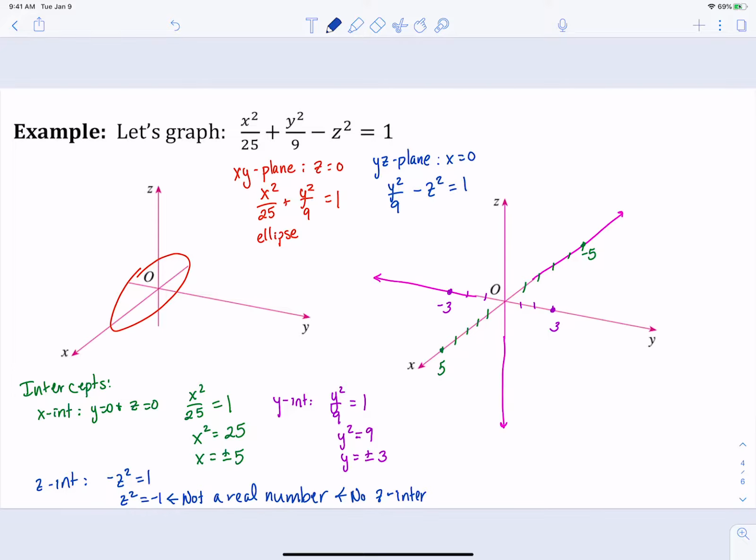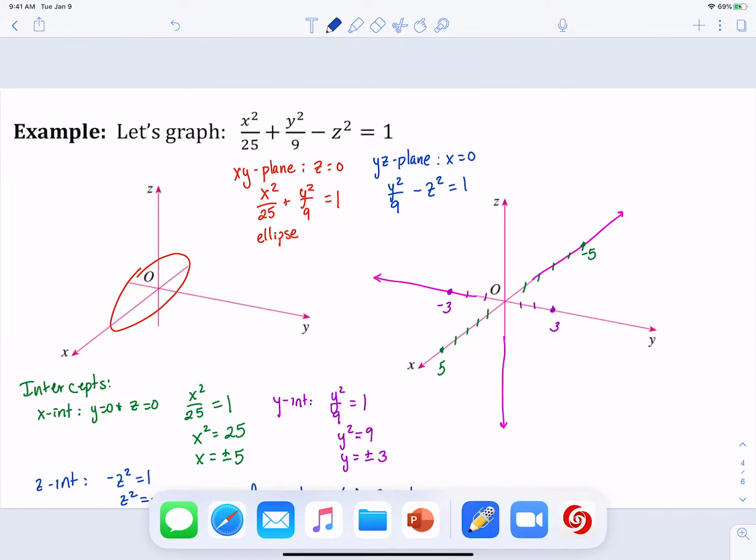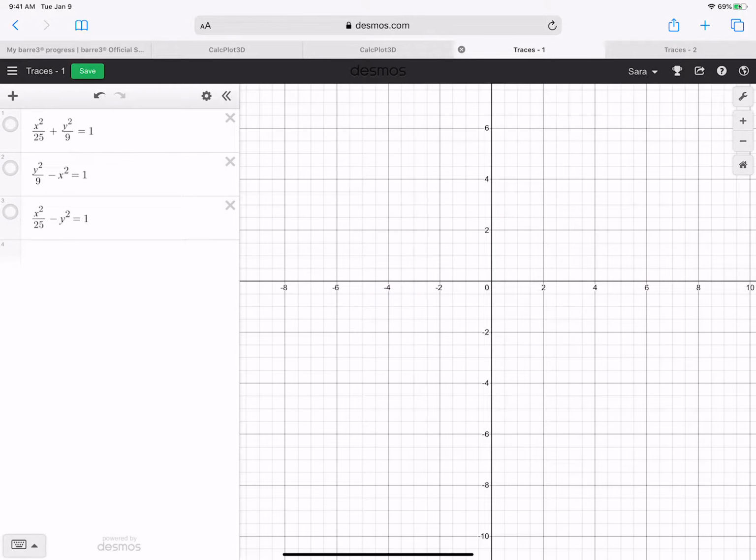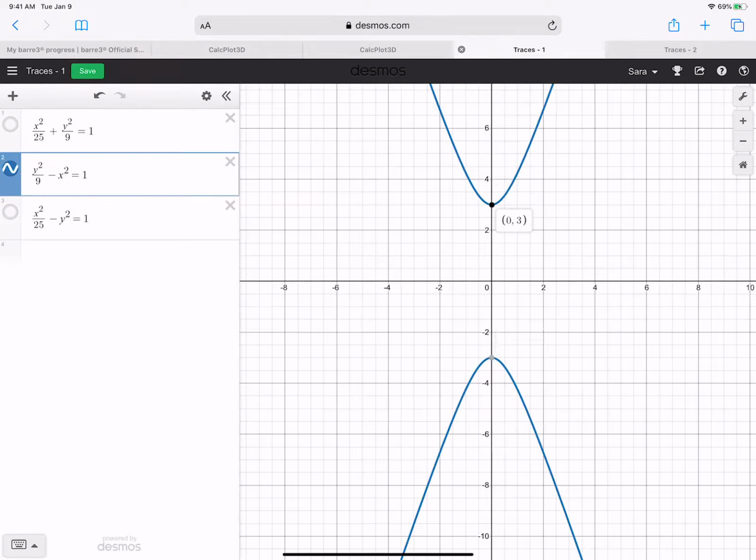I wasn't totally sure what this graph looked like. Again, it's been a long time since I've looked at these kinds of graphs. So I went into Desmos and plugged it in, and it's a hyperbola. Now, something we have to be careful with is that this is the y-axis right here, and notice it's crossing right there at (0, 3) and (0, -3). So again, the intercepts that we found.